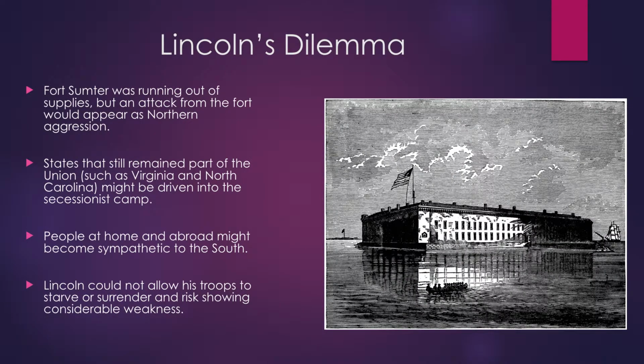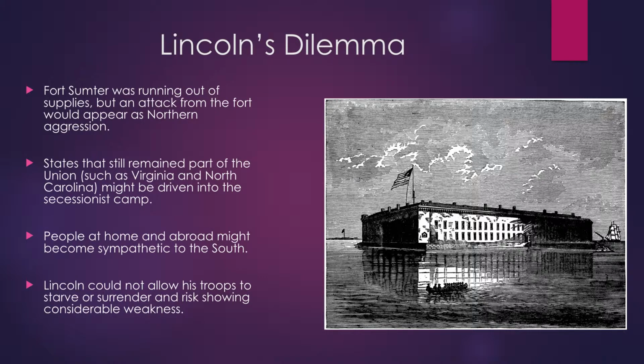Lincoln had a dilemma. Fort Sumter was running out of supplies, but an attack from the fort would appear as Northern aggression against its Southern neighbors, the Confederacy. States that still remained part of the Union, such as Virginia and North Carolina, might be driven into the secessionist camp if he were to attack Fort Sumter. People at home and abroad might become sympathetic to the South. Lincoln could not allow his troops to starve or surrender and risk showing considerable weakness.